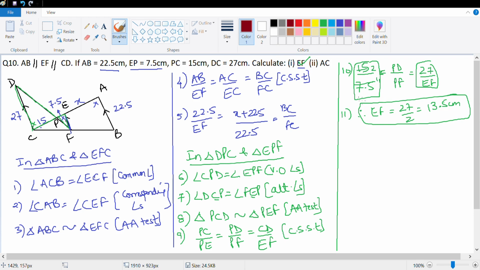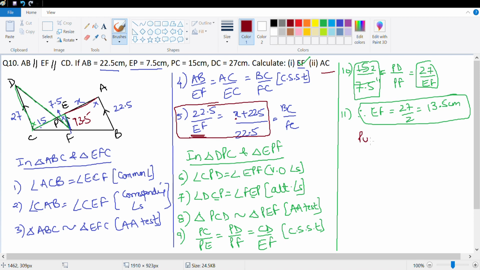Next part, we need to calculate the value of AC. Where is AC? So EF is 13.5. I need to calculate X. Right? So now let me put this in equation 5. When I've got the value of EF, that'll leave me with only one variable.